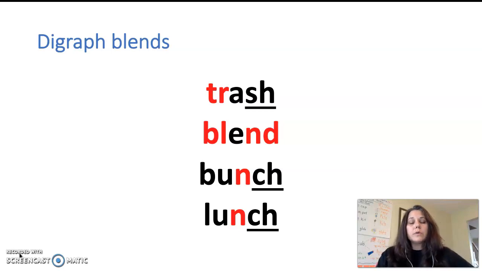Notice in these 2 words we use the digraph CH to spell the ch sound at the end of both of those words. And the reason why we do that is because we have the N blocking that short vowel. So we don't use the TCH in those words, we use the CH spelling to represent the sound ch. And actually, the NCH in both of those words is called a digraph blend.